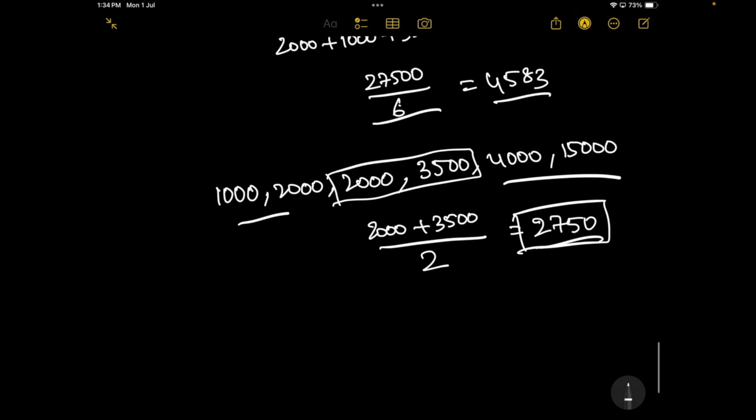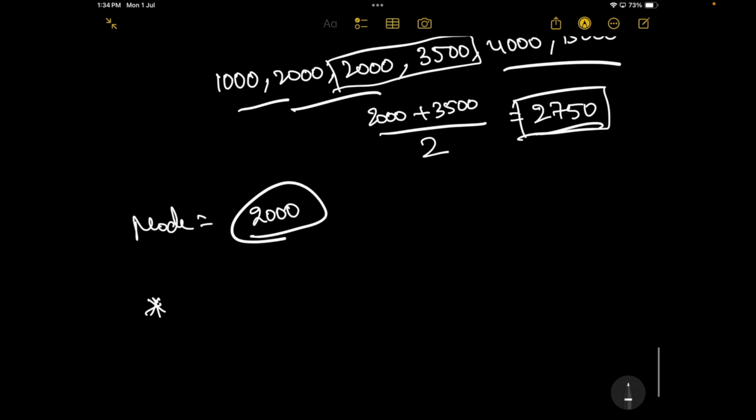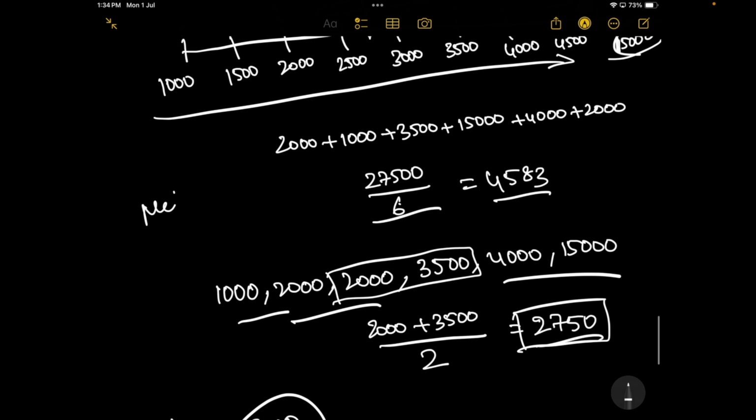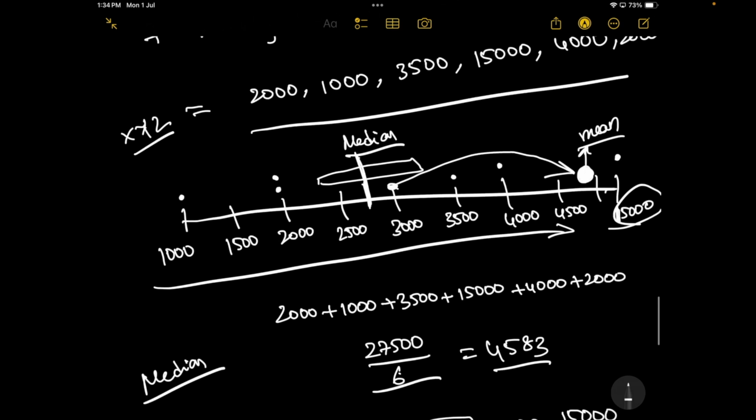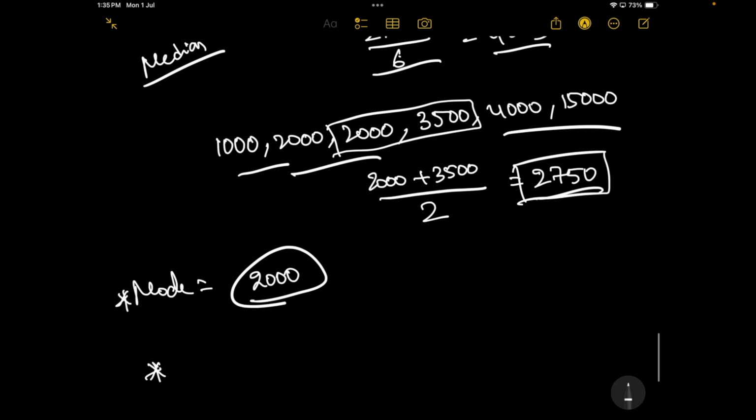If you take the mode here, 2000 appears most, so the mode is 2000. Even the mode is okay here. But I'll tell you one last rule in statistics: you're going to take three things, mean, median, and mode, but you have to consider the lowest one. Whichever is the lowest, that we have to consider.